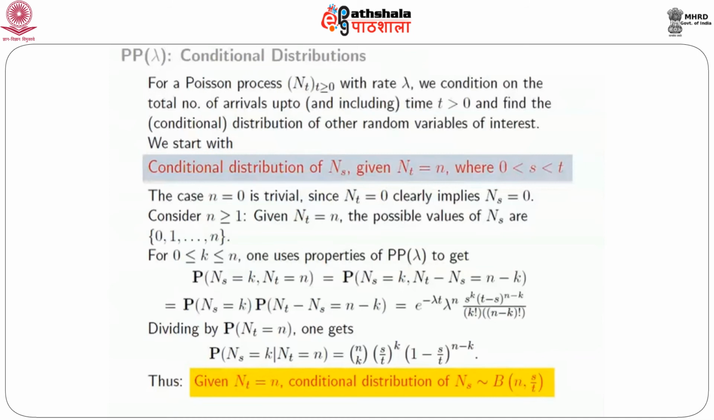Now to find the conditional probability of N_s equal to k given N_t equal to n, we have to divide this joint probability by the probability N_t equal to n, which is again a Poisson probability. So you divide this expression by that Poisson probability and then simplify, and what we end up getting is this expression: the probability that N_s equal to k given N_t equal to n is n choose k, (s by t) to the power k, (1 minus s by t) to the n minus k. Of course, this is a very familiar distribution. So what it says is, given N_t equal to n, for any s less than t, the conditional distribution of N_s is binomial with parameters n and s over t.